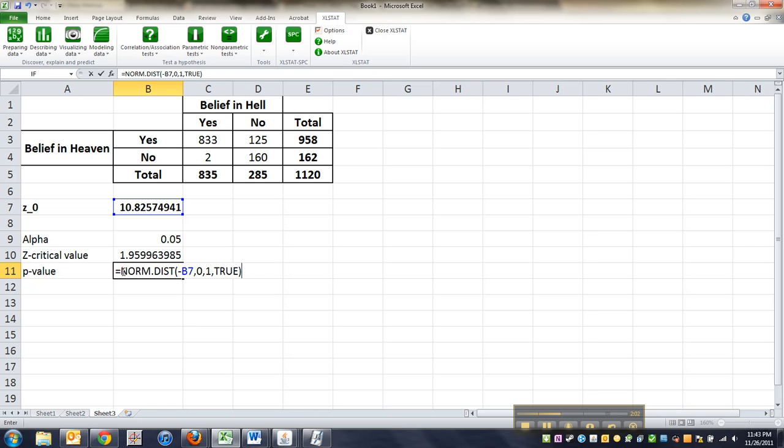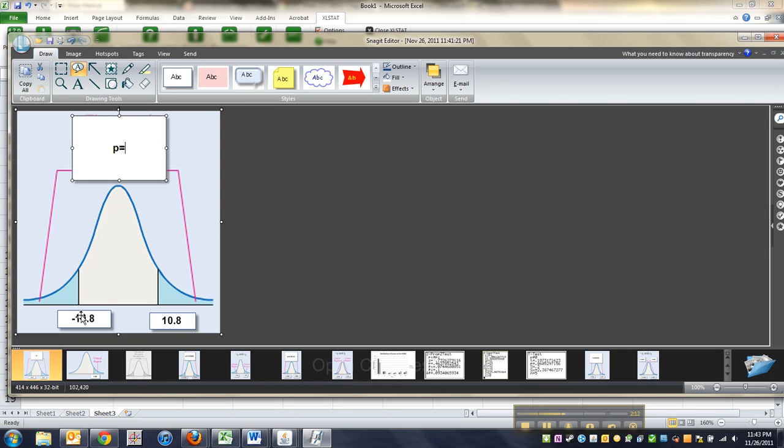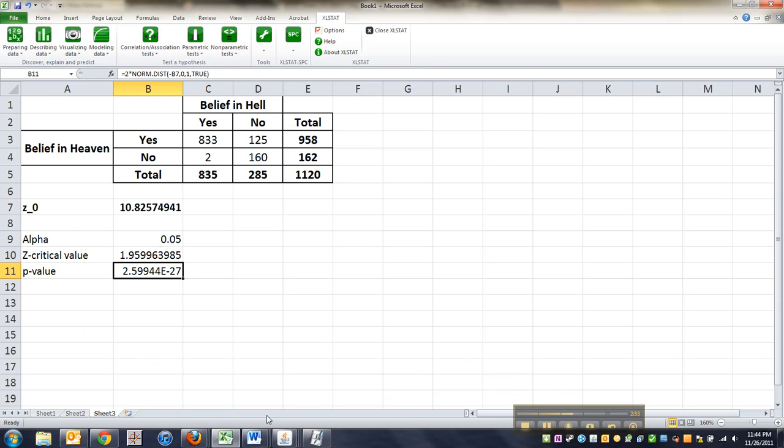Then that's one tail, so I'm going to put 2 times in front. That gets me both tails put together, which is really darn small. So realize what happened. It found this area right here in the blue, and then you multiplied it by 2 to get both. NORM.DIST has to use the left area, so because I had the positive number, I had to flip it and make it negative. And it was really, really small. It's basically 0. It's 2.6 e negative 27.